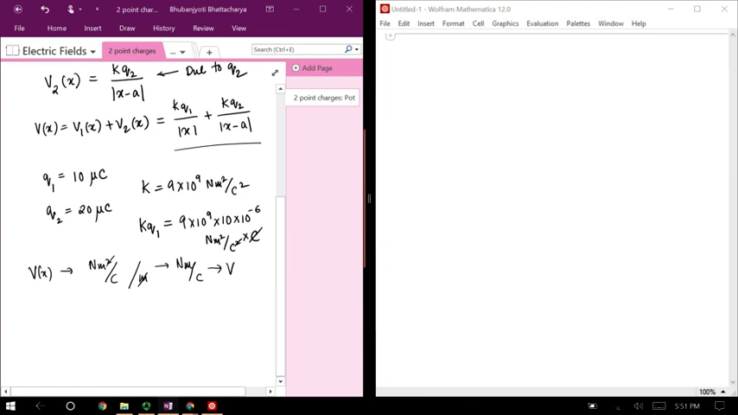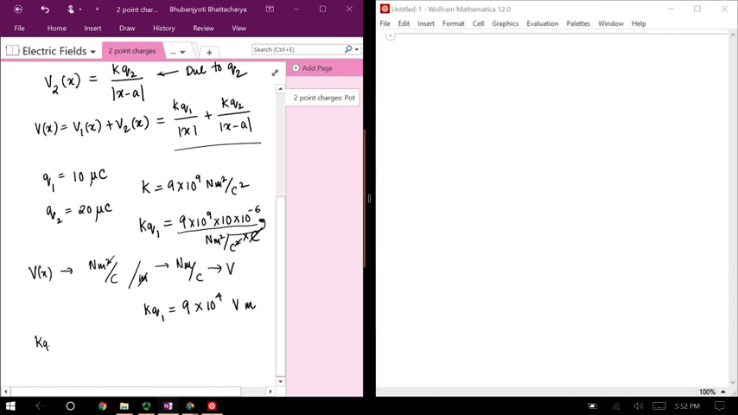And let's do this math over here. So we have KQ1 is equal to 9 times 10 to the 9 times 10 is 10 to the 10 times 10 to the negative 6, that's 10 to the 4. So 9 times 10 to the 4. And if I wanted to write this a little more concisely, this is, by the way, in the numerator, right? So Newton meter squared per Coulomb is equal to Newton meter per Coulomb times meter. So this is volt times meter.